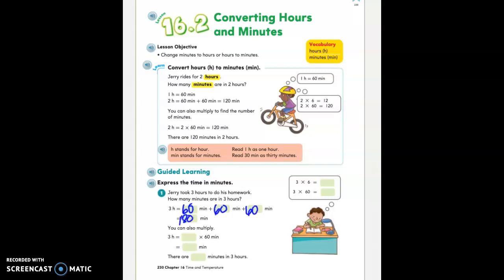We're getting some help over here because they're saying, I know that 3 times 6 is 18. So if I'm working on patterns, all I have to do is add a 0. Below our addition, it says you can also multiply. So you can multiply 3 hours, which equals 3 times 60 minutes, and that gives us 180 minutes. So there are 180 minutes in 3 hours. When you're converting hours to minutes, all you have to do is add the hours or multiply them.